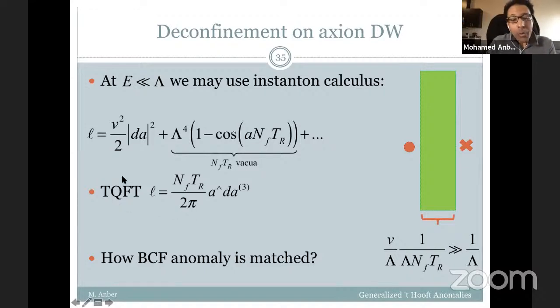One also can write the following trivial TQFT that accounts for the fact that you have N_F times R vacua. And this exactly looks like the TQFT that we wrote before when we were constructing the Wess-Zumino-Witten action. Again, here A is the axion and A3 is the three-form field that couples to the three-volume of the axion domain wall. So you see here, as you make a large field excursion, you go from one vacuum to the other, but there is some problem here. It seems that this effective field theory doesn't see the BCF anomaly. So the question is how the BCF anomaly is being matched in this theory.